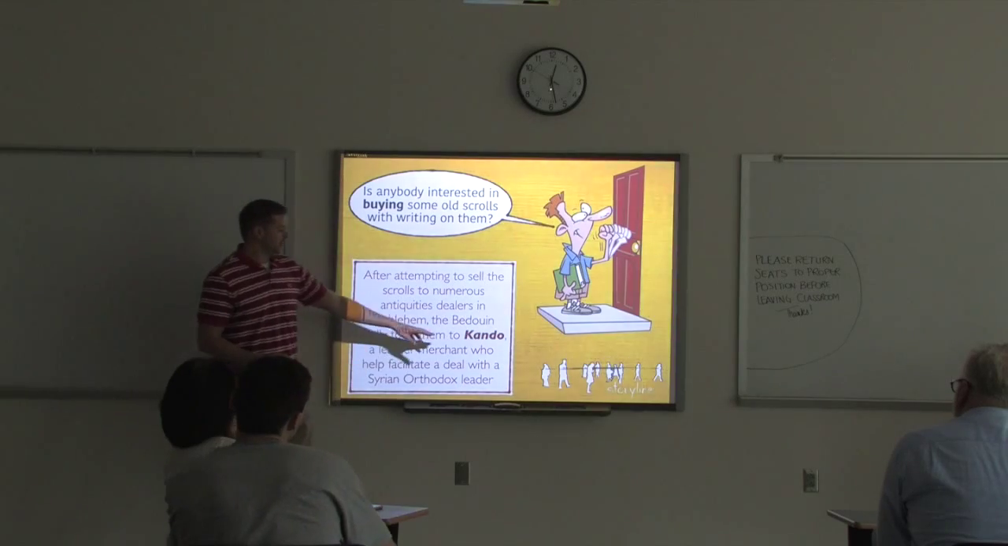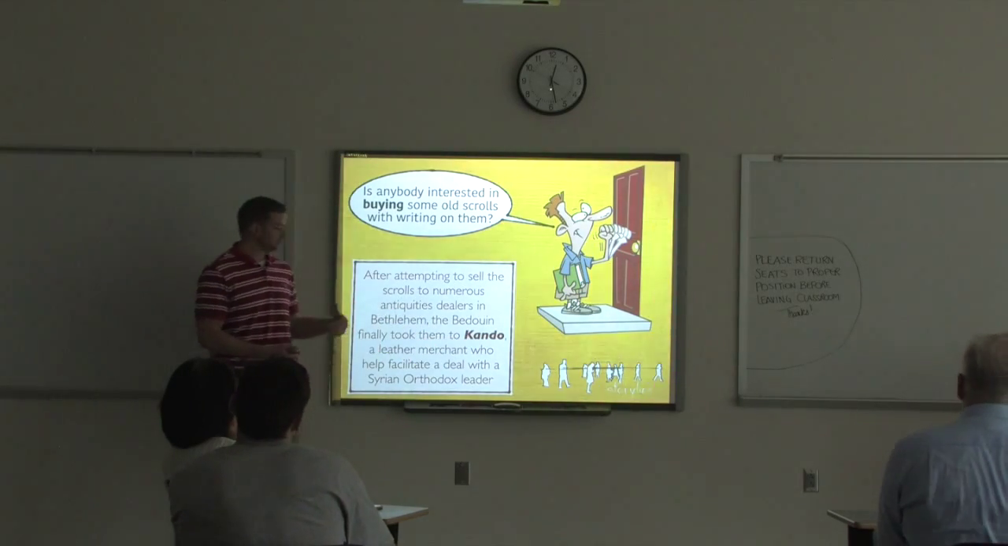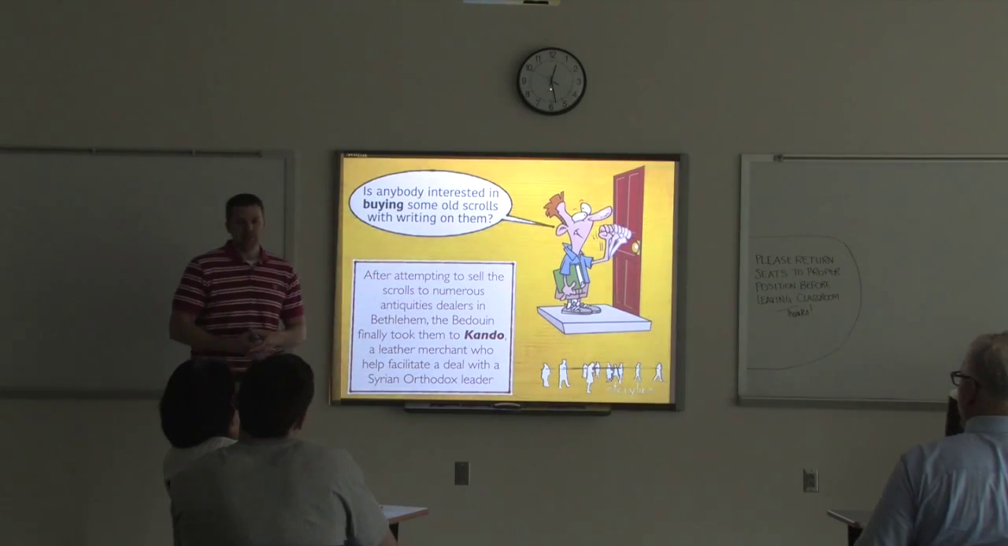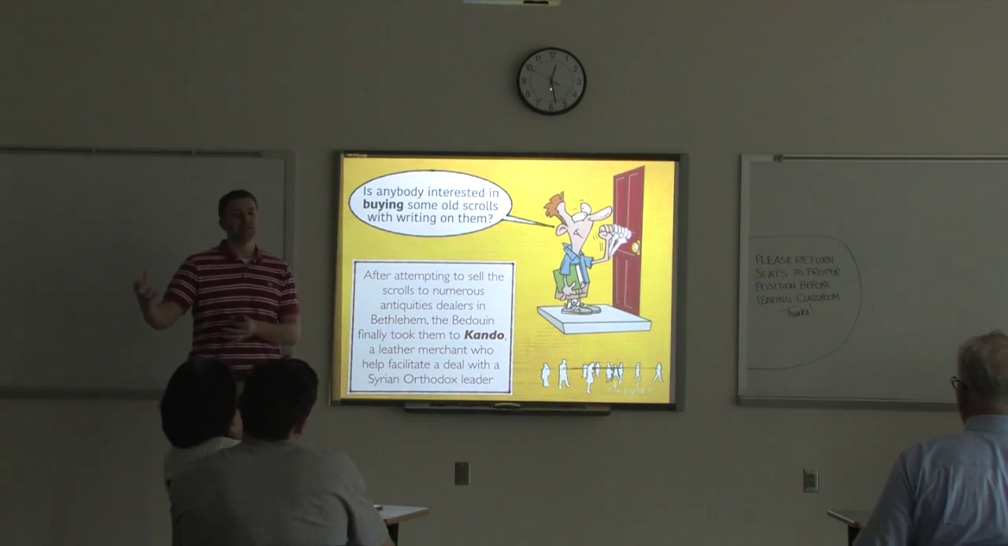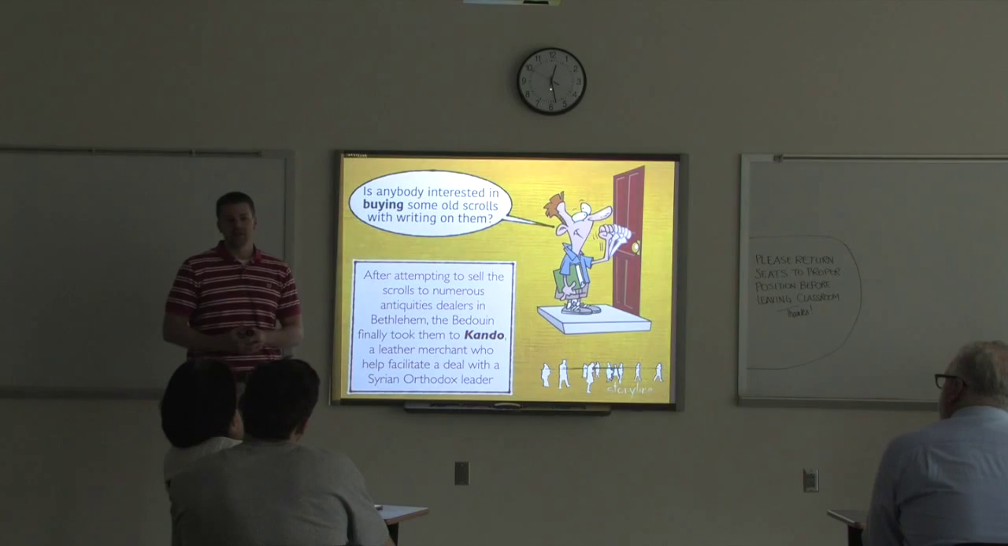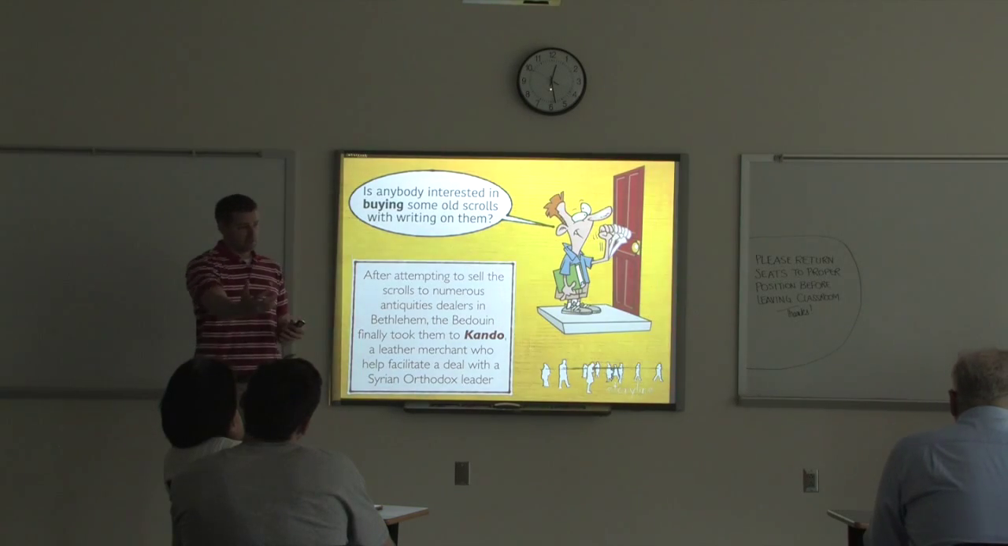They eventually take them to a man by the name of Kando. Kando's a leather merchant in Bethlehem and a Syrian Orthodox. And he takes them and makes this deal with another Syrian Orthodox leader called Mar Samuel. And Mar Samuel buys them and realizes what they are. He takes them to some actual scholars and gets an opinion, and they realize what they have.